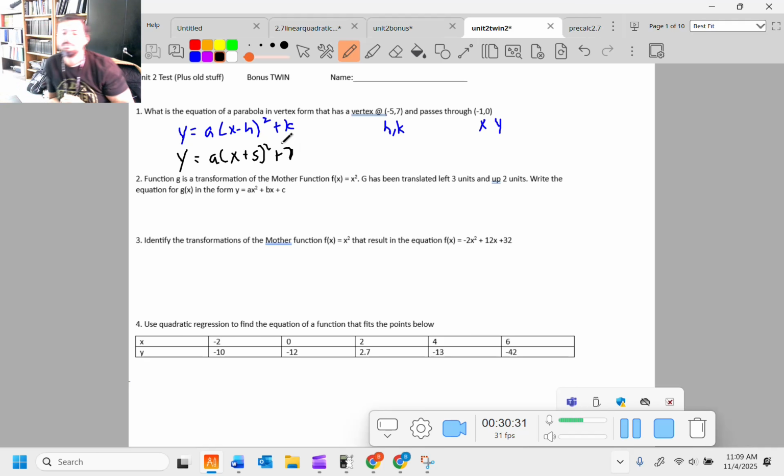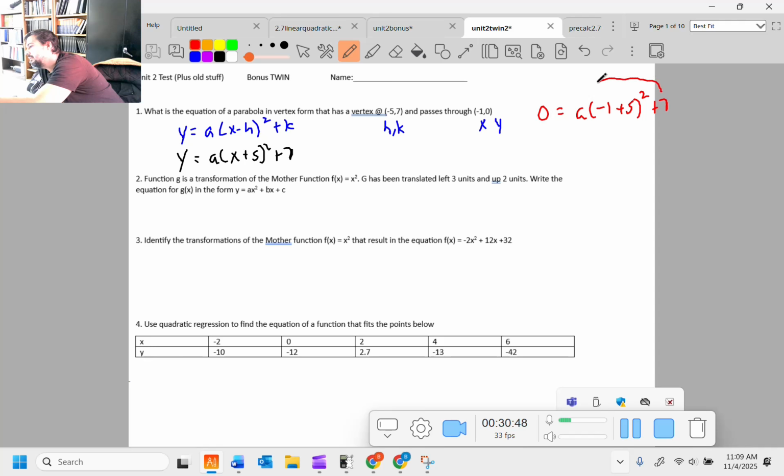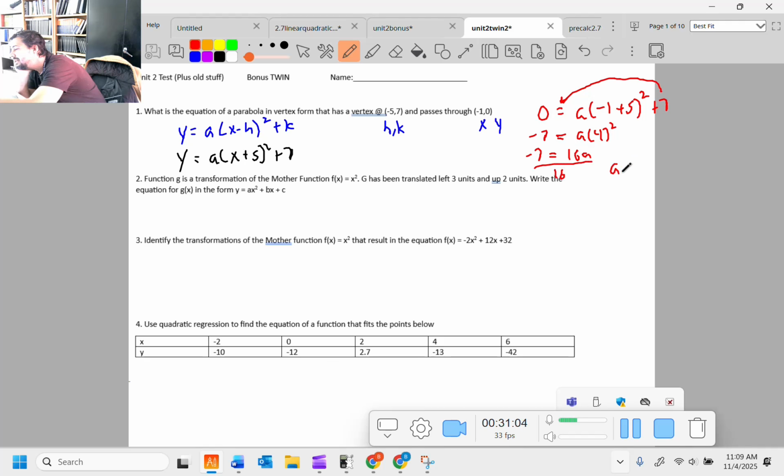Now we find a. I am going to take these numbers, and everywhere I see a y, I'm going to put a 0. Everywhere I see an x, I'm going to put a -1. The 7 belongs over here. Go ahead and move that first so you don't do anything with it, because sometimes you'll mess it up. -1 and 5, I'm pretty sure makes a 4, but you still have to square. If you square a 4, you get a 16.